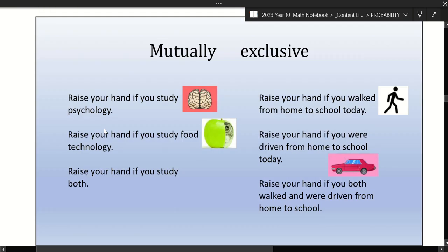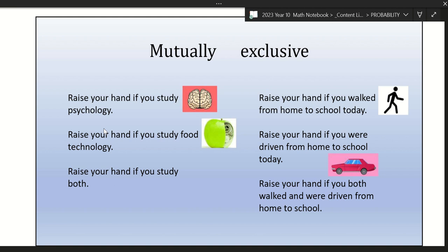All right. So let's do some tests. Raise up your hands if you study psych. One, two, three, four, five, six. Okay. Raise your hand if you study food tech. Okay, there's a few of you. And raise your hand if you do both. Only Surya does both. And Van. Okay, you got two people that do both. All right, cool. So you can see there are a few of you that do one, a few of you that do the other, and some that do both.